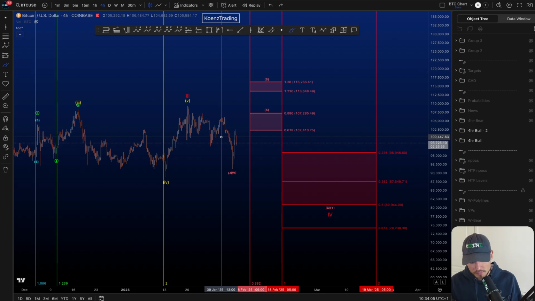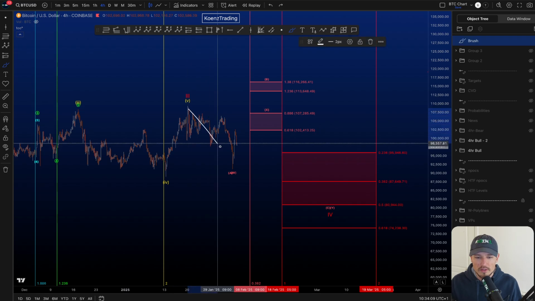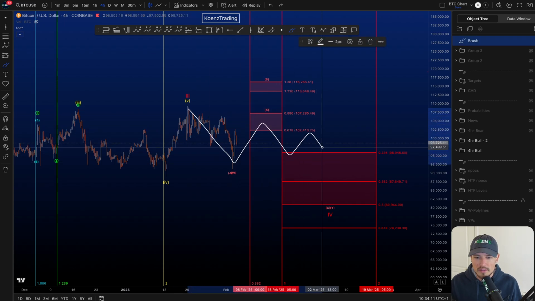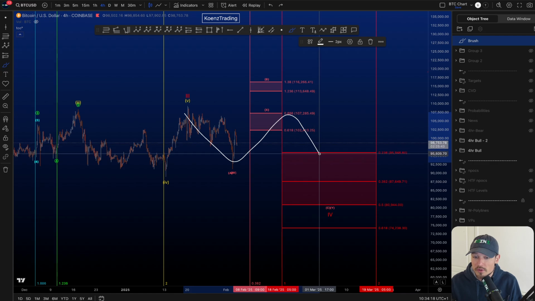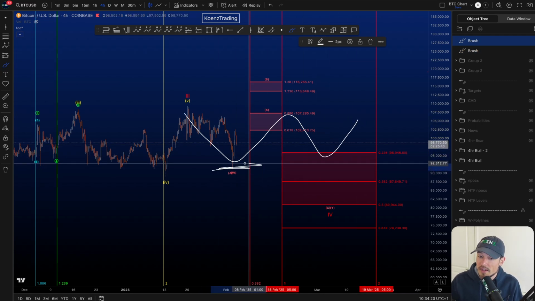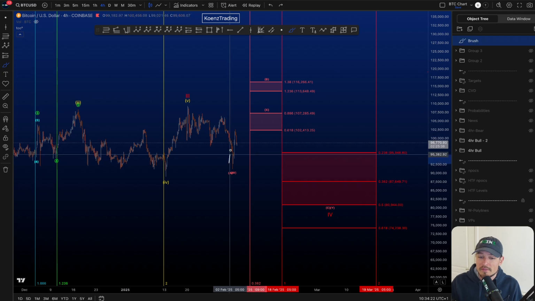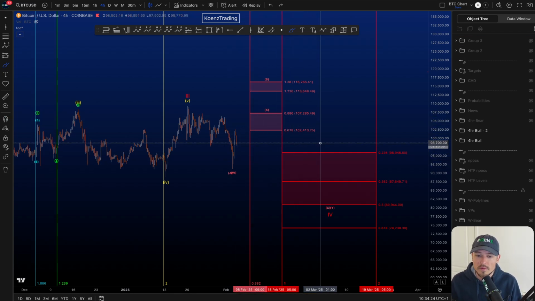Alternatively, there is still the potential for a triangle. It's just too early to talk about triangles, right? A, B, C, D, E, and then you move towards the upside, right? In that case, you won't take out the low. Also with a sideways WXY, you don't necessarily have to take out the low, right? It's not a requirement. Very much, again, depends on the structures to form. But just know that a triangle, yeah, it's an idea, but it's way too early to talk triangle.